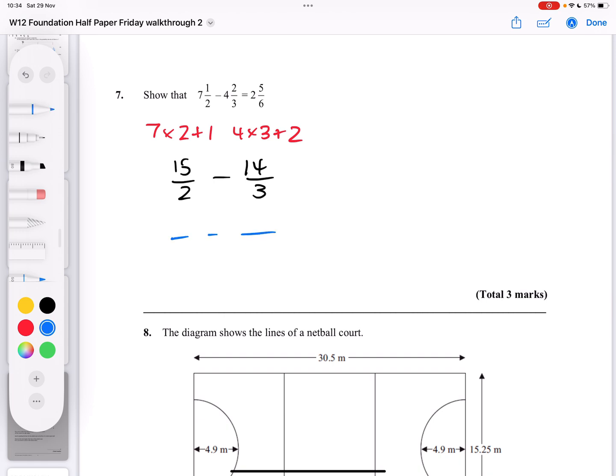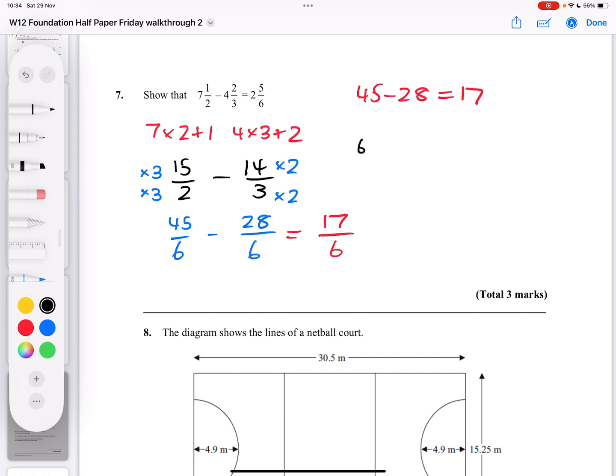To add and subtract fractions, we need a common denominator. The lowest common multiple of 2 and 3 is 6. So we'll multiply this fraction by 3 over 3 to get 45/6, and this fraction by 2 over 2 to get 28/6. I use a calculator to subtract 28 from 45. 45 take away 28 is 17. So that leaves me with 17/6.